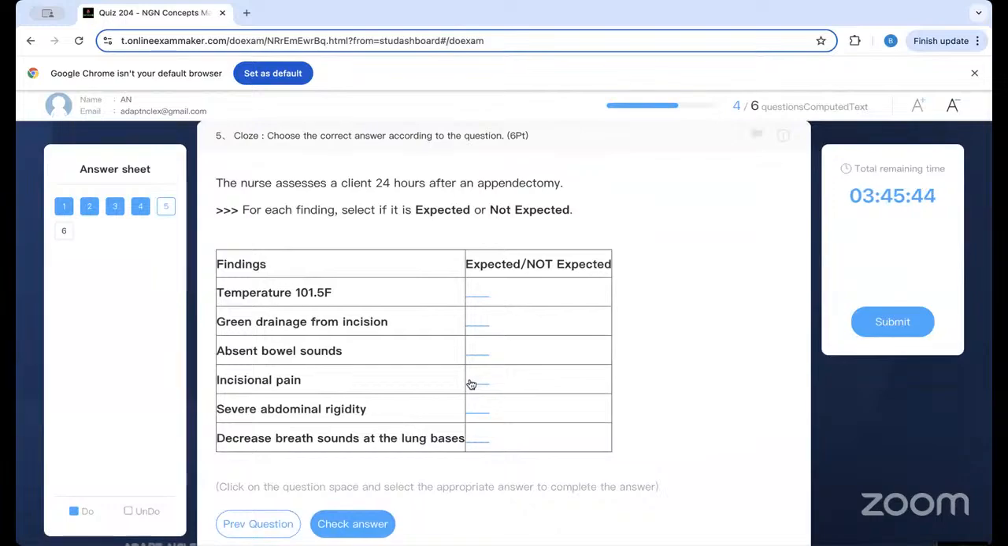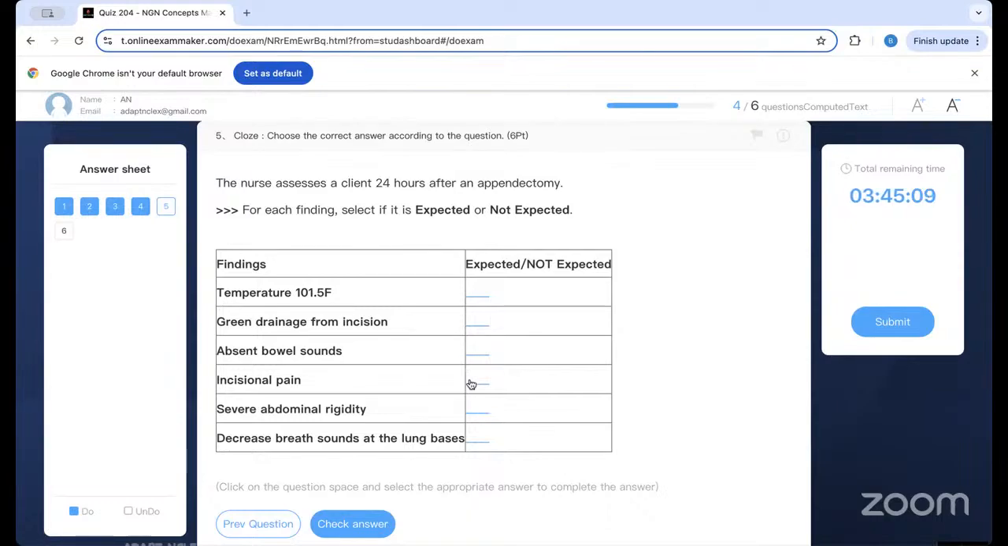This is another one. It's a post-op patient. For each finding, select if it is expected or not expected. The nurse assesses a client 24 hours after appendectomy. So patient had surgery and they removed the appendix. 24 hours. Which of these are you going to expect in 24 hours? If you don't expect it, select it. This is post-op, so bring your content. If patient has surgery, after 24 hours which of these are expected findings?